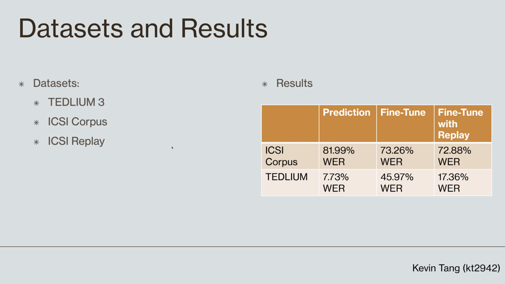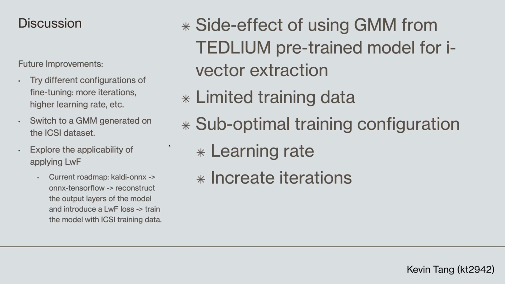However, we can also observe that the error rate for the Tedlium dataset increased significantly, and that is due to catastrophic forgetting. Finally, when we fine-tune the model with replay, even though we didn't really get a huge increase in the accuracy on the ICSI dataset, we did observe that the error rate for the Tedlium dataset significantly decreased, which proves the efficacy of this continual learning approach.